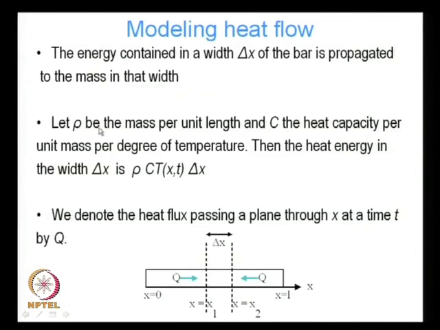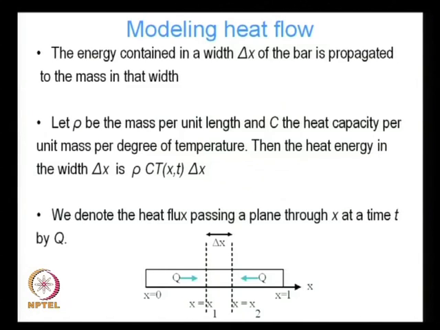Why? Well, you know about specific heat capacity. If rho is the mass per unit length and C the heat capacity per unit mass per degree of temperature, then the heat energy in that width delta x is given by the density times delta x, which gives me the mass, times the heat capacity C times the temperature. So, that is the total heat energy in that width delta x: rho C T times the volume, which is delta x.